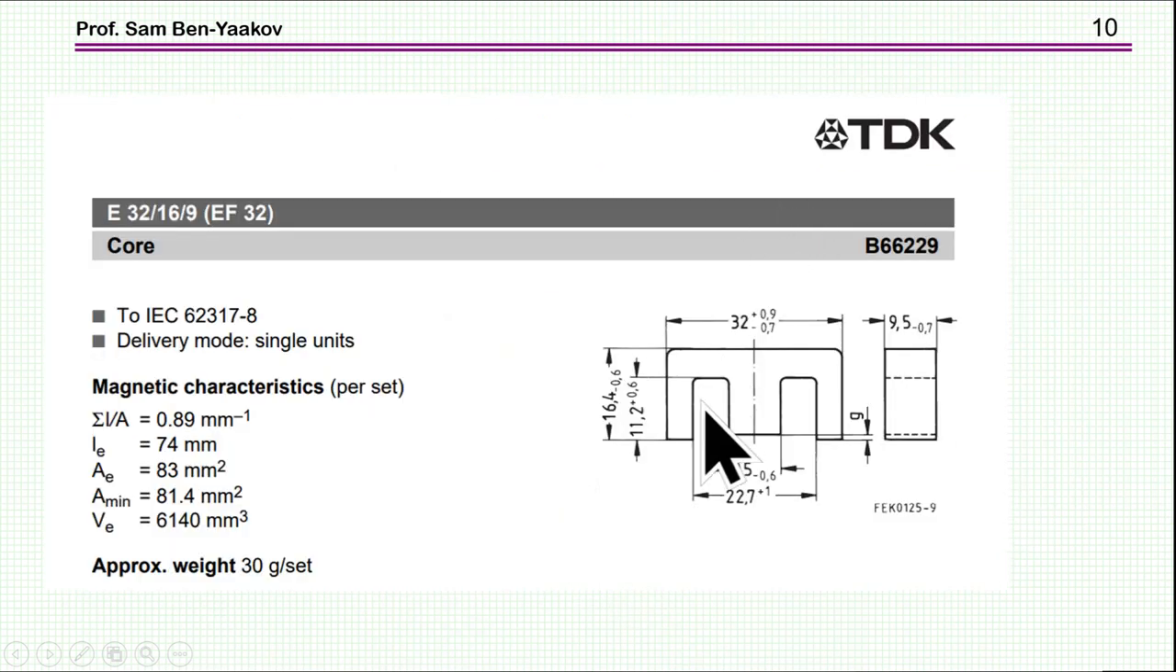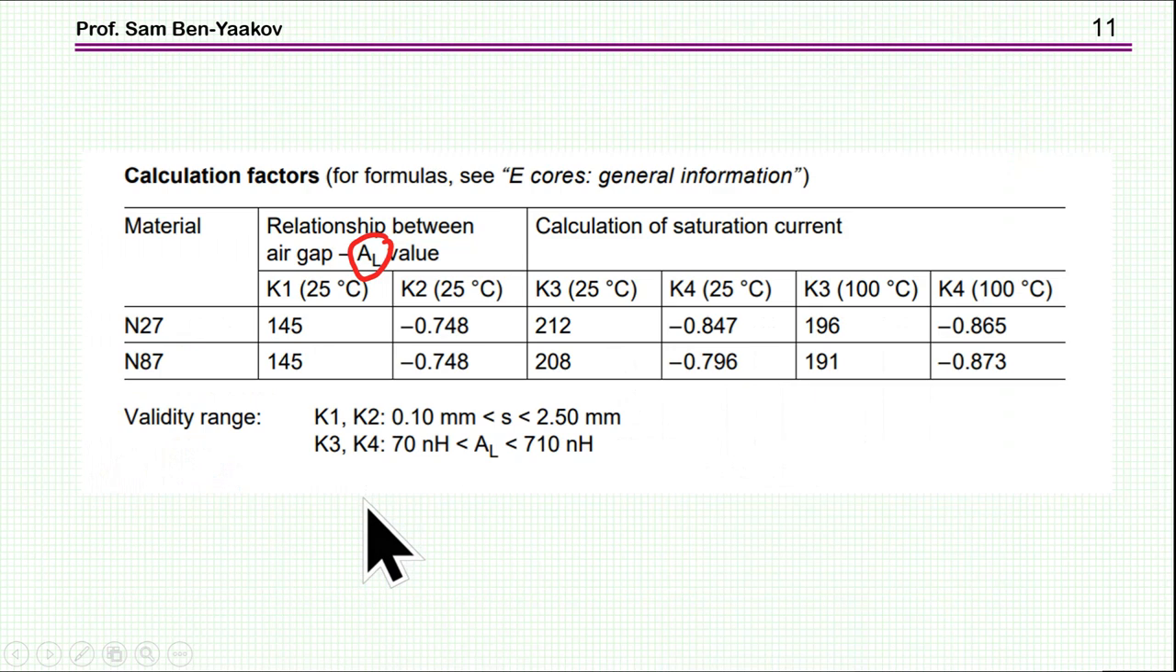Other companies like TDK are making cores of the same geometry. Actually, it is standard. They are standard core geometries. And of course, these parameters will be the same, the cross-section area of the core and the magnetic path length. And in this case, the information about the permeability, or in fact the inductance factor A sub L, is given in a different way. They are giving here two coefficients, K1 and K2, for different materials. These are the materials for TDK, N27 and N87. And here are these coefficients. These coefficients are correct for air gap length S between 0.1 millimeter and 2.5 millimeter, and an inductance coefficient, A sub L, of 70 nanohenry to 700 nanohenry.